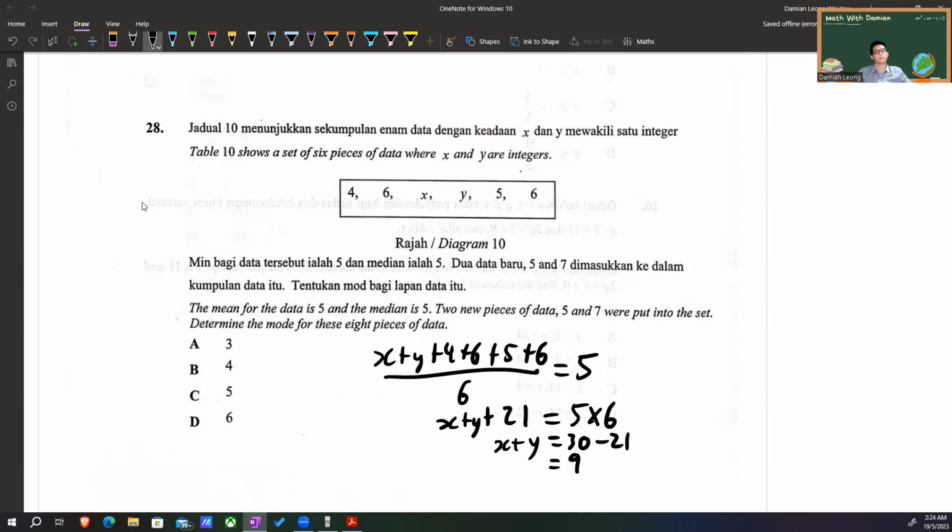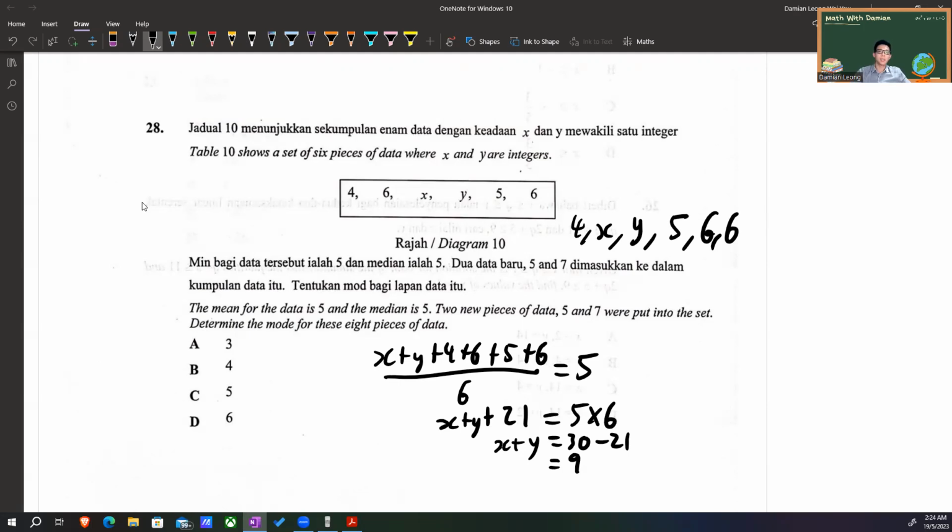Okay, if I arrange this, I have 6 and 6, 5, the 4 can be 4, x, y like that, or it can be something, x, yeah, something like that.